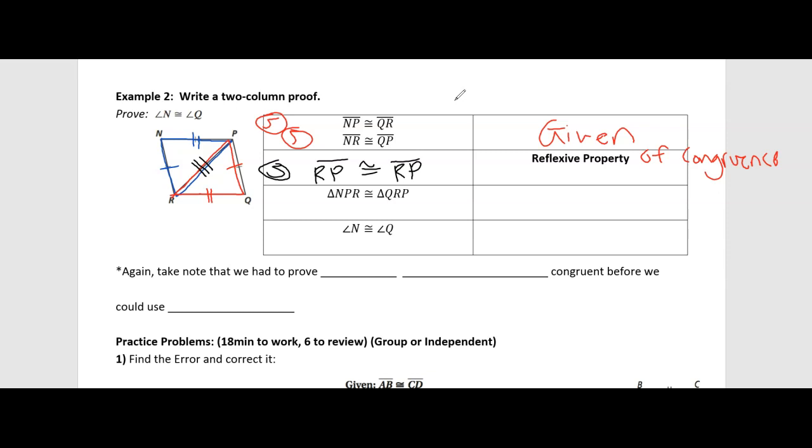So based on what we have, why are these triangles congruent? Why is triangle NPR congruent to QRP? Well, the shortcut we're using is SSS. So now that we've proved the triangles congruent, we are now being asked to show why angle N is congruent to angle Q. Right? Well, this is where CPCTC comes in. Once we have proved that the triangles are congruent, we are now allowed to state that other parts of the triangles that we haven't proved congruent yet are congruent. The corresponding parts of congruent triangles are congruent, the CPCTC.